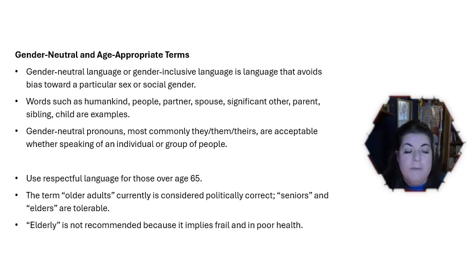All right, use respectful language for those over the age of 65. The term older adults currently is considered politically correct. Seniors and elders are tolerable depending if they accept it or not, but elderly is not recommended because it usually implies that the older person is frail and in poor health.